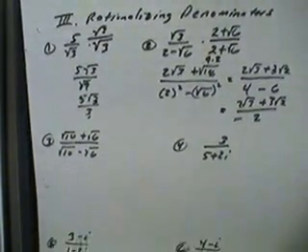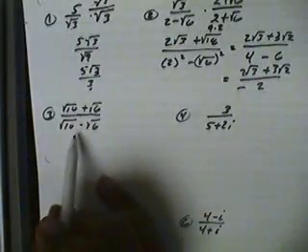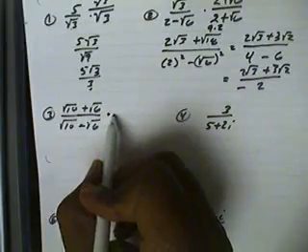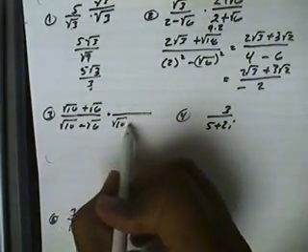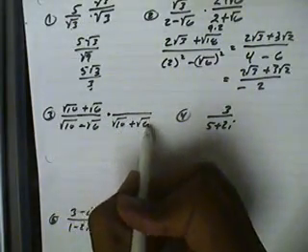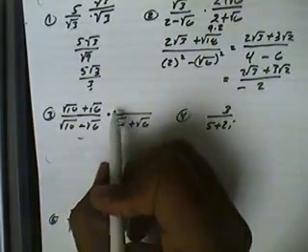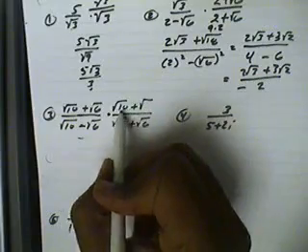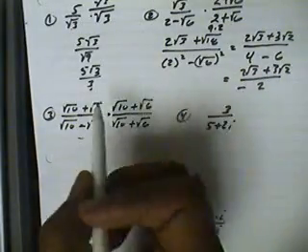Alright, for number 3. Again, we have roots here, but we have 2 separate roots, so we're going to use conjugates once again. So the conjugate for this will be the square root of 10 plus the square root of 6. And whatever I do to the denominator, I will also do to the numerator. So I'll multiply the numerator by square root of 10 plus square root of 6.